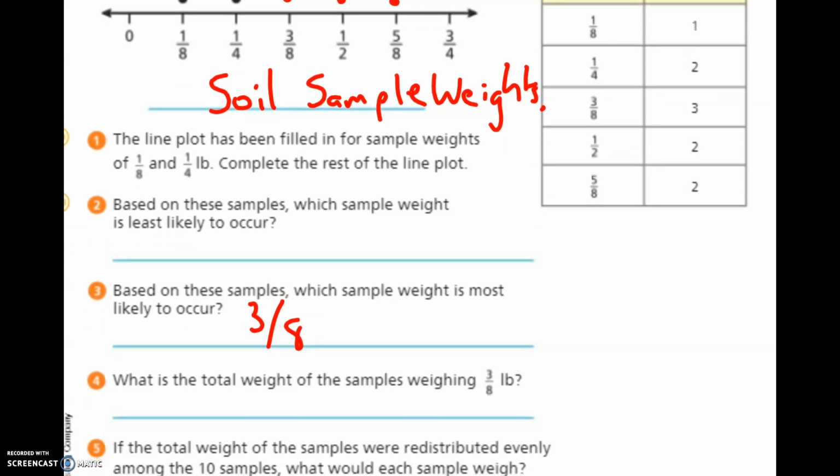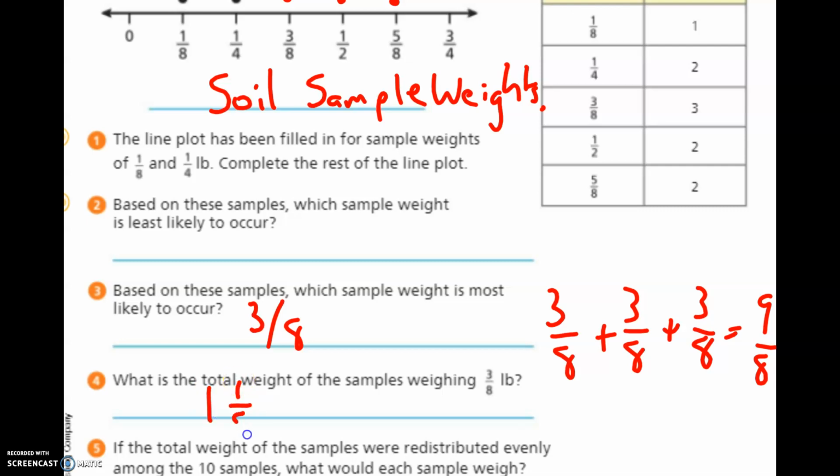All right. What is the total weight of the samples weighing 3/8 pounds? Well, we had 3 of those. So to find that, you'd have to add 3/8 plus 3/8 plus another 3/8. 3 plus 3 plus 3 is 9. And you know that 9/8 can be simplified, right? It's an improper fraction, so we have to simplify it to be polite, right? To be proper. So it would be 1 1/8. And how did I get that 1/8? I did 8 goes into 9 one time, and then there would be 1 left over. So that's why I have a 1 on top.